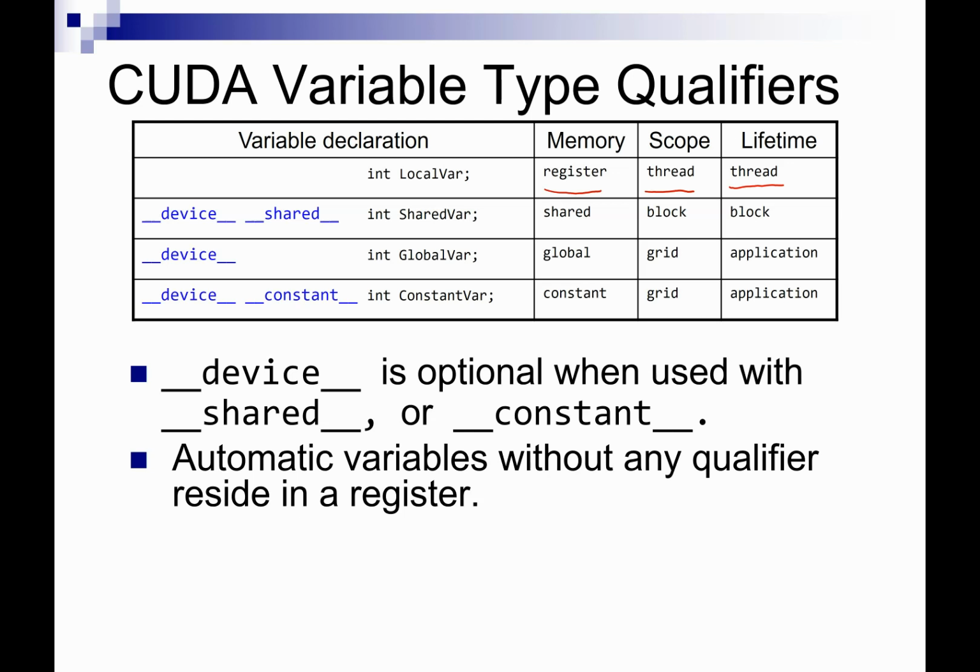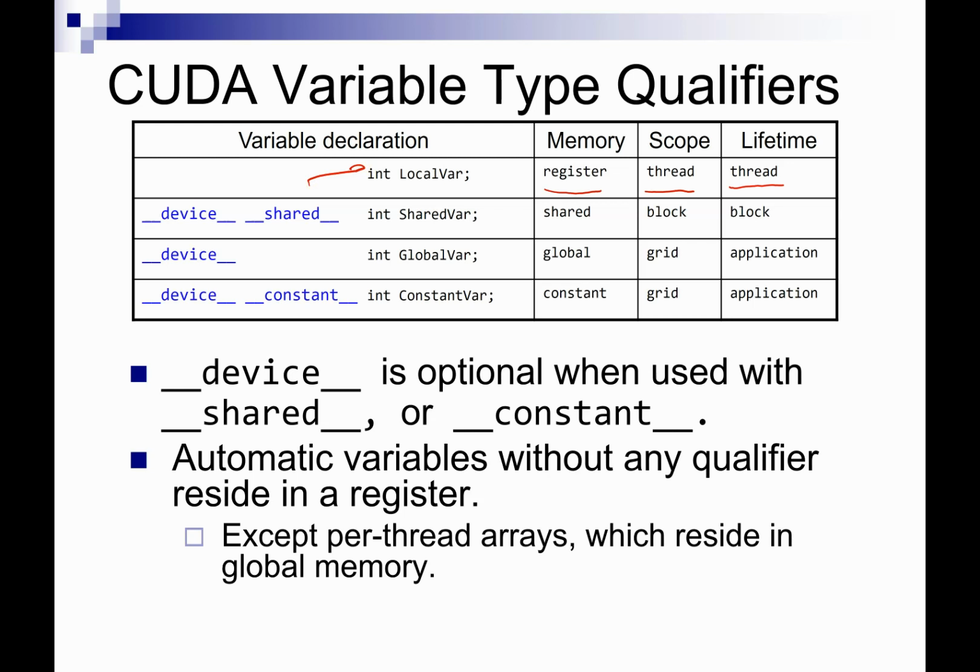Notice that automatic variables declared without any qualifier are in registers. The exception is arrays that threads declare. If a thread declares a large array, maybe that doesn't fit very well in the registers, so in that case those arrays are going to be stored instead in global memory. That'll be much, much slower. So when you have threads declaring arrays, you've got to be careful and keep in mind where that's being stored.